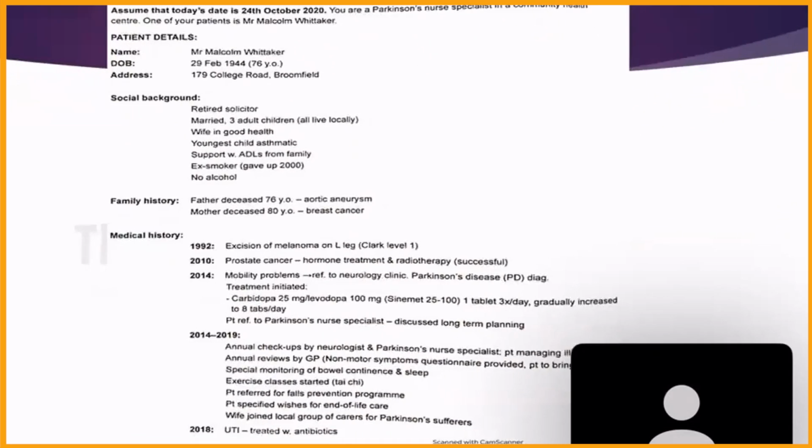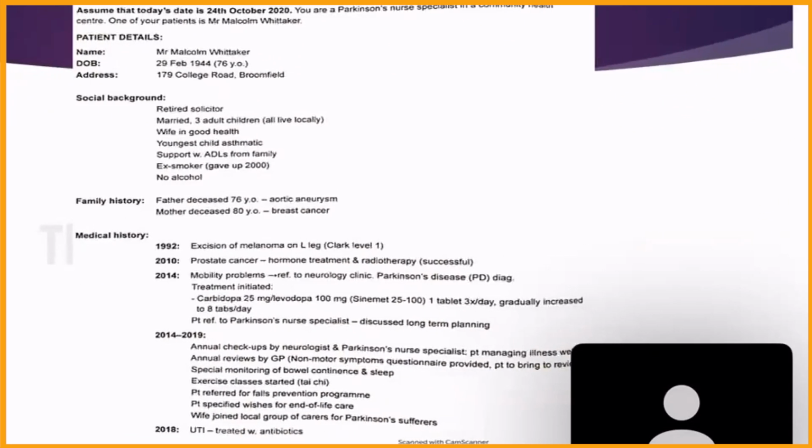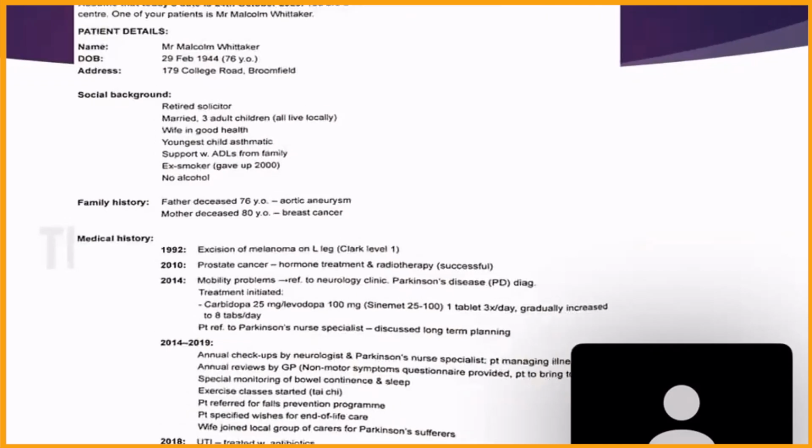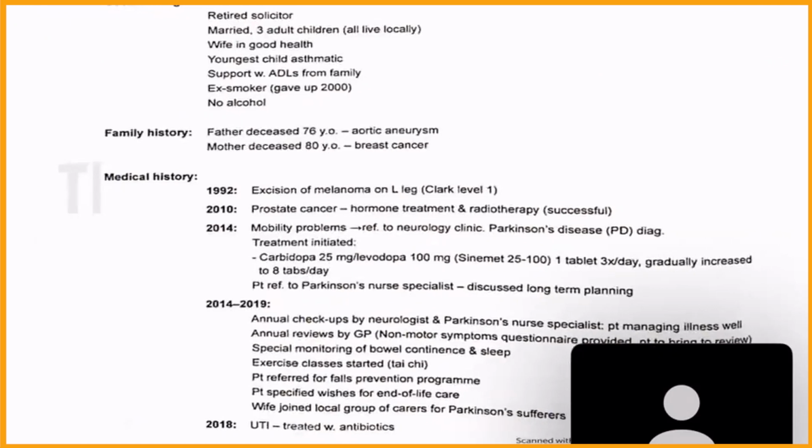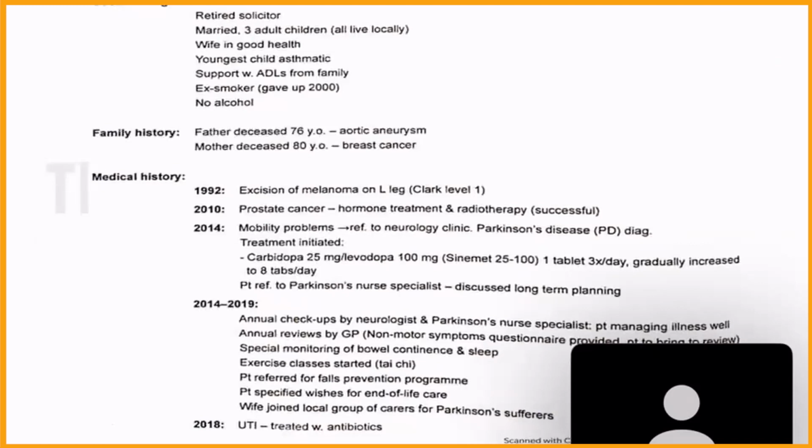Now can the next person read for me? Family history. Father deceased, passed away, 76 years old, aortic aneurysm. Mother deceased, 80 years old, breast cancer. Medical history, 1992: excision of melanoma on left leg, bracket, Clark level 1. 2010: prostate cancer. Hormone treatment and radiotherapy successful.